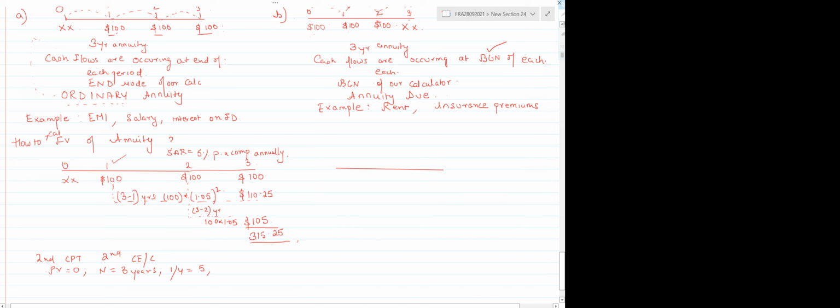Now comes PMT. Now the PMT button comes into play. PMT is nothing but your annuity. So the annuity for each period is how much? 100. N equals 3, PMT is 100, I by Y equals 5, PV equals 0, CPT, FV. Please calculate this, guys, and let me know. 315.25.